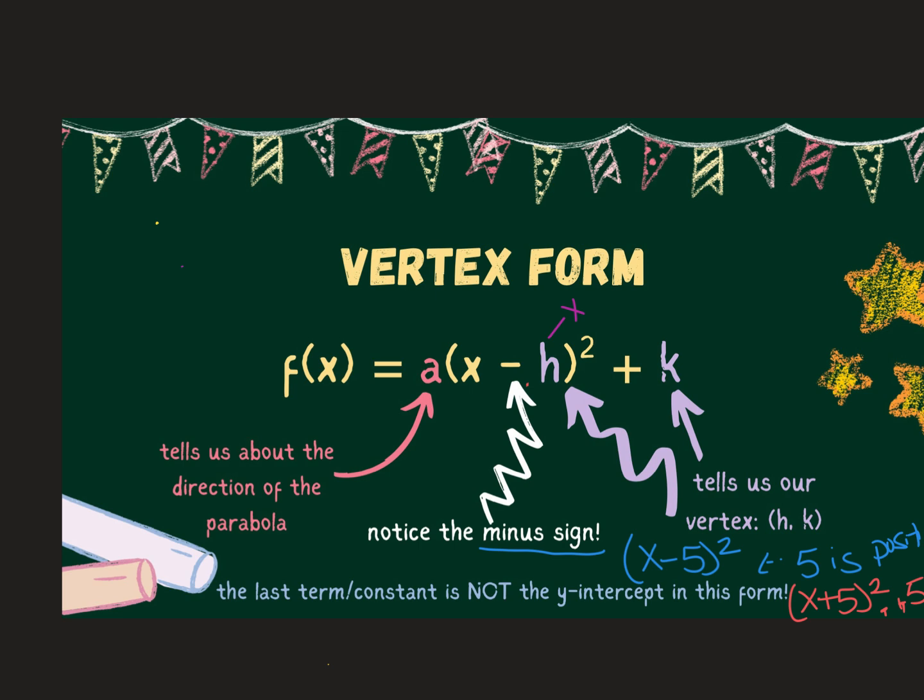Did your eyes draw to this k? You are correct. That is the y value of the vertex. Okay, and notice there is an addition sign here. So a plus k means that the y value of our vertex is positive, and a minus k means that the y value of our vertex is negative. Let's take a look at some examples.